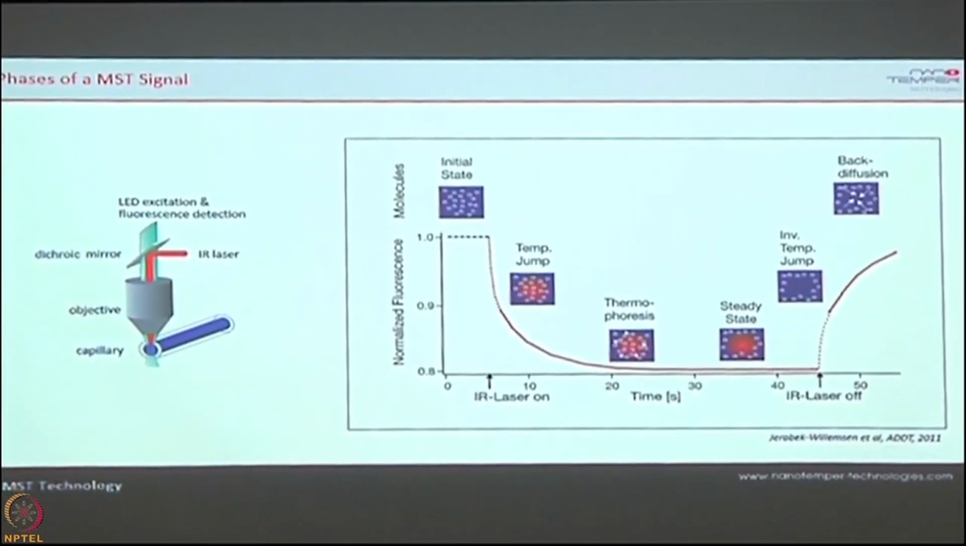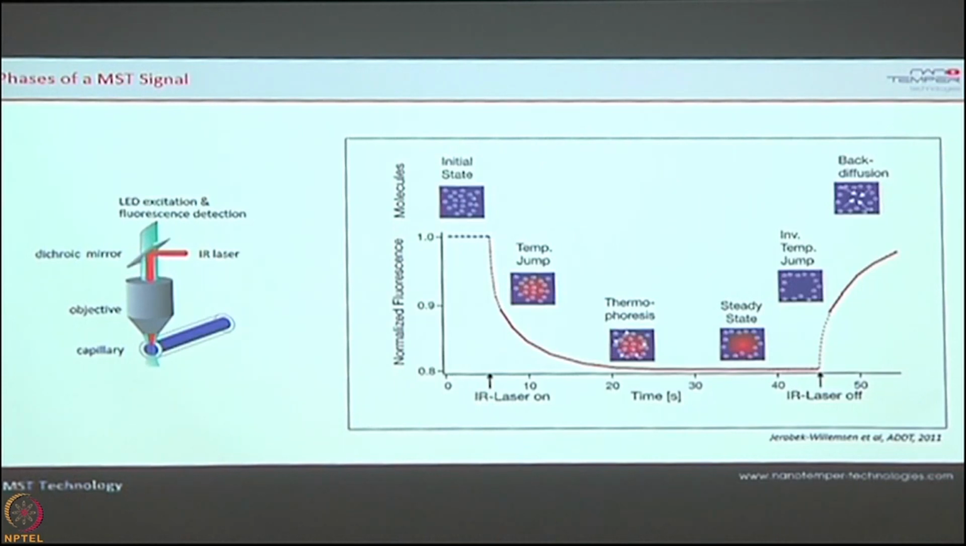So for 30 seconds, I am putting the laser on. All the molecules are moving away from the heat, and within 30 seconds, they attain the steady state, as you can see here. And after that, I am putting the laser off. Since there is a fluorophore, again, there will be a regaining of the fluorescence. So again, your signal will shoot up, right?